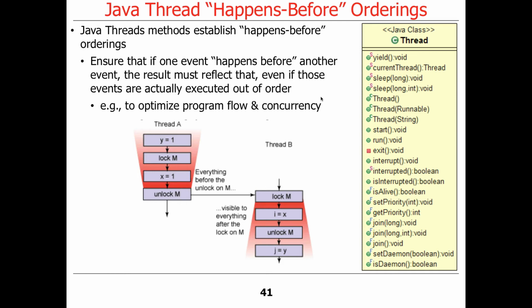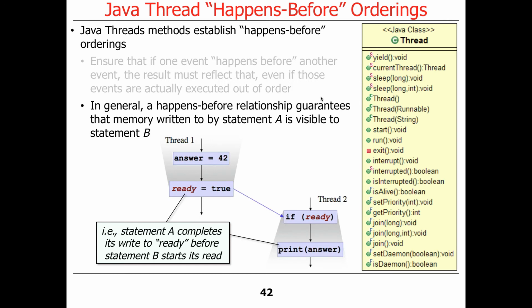Anyway, that's the key thing that's being said in that case, and we'll take a look at some other examples in a second. In general, a happens-before relationship guarantees that memory written to by one statement is visible to another statement. Here again, we have an answer, and we set the flag ready to true. If you have the happens-before relationship in place, this statement will complete its write to ready before this statement reads the value of ready. So that's the happens-before relationship.